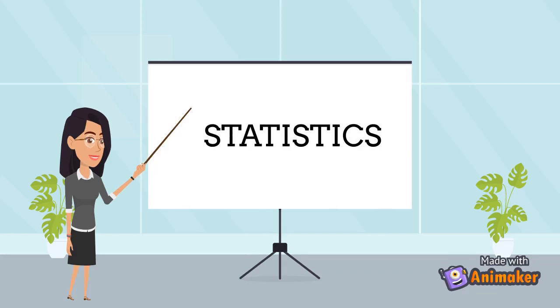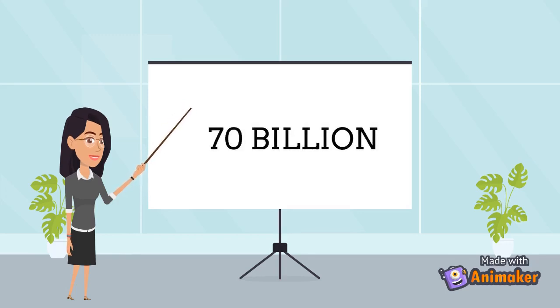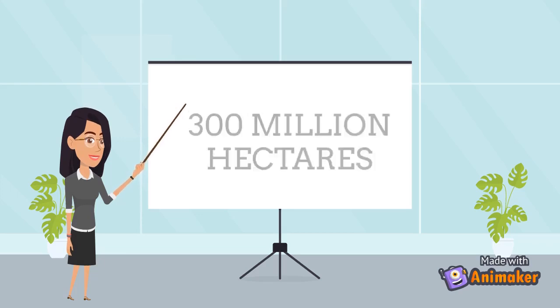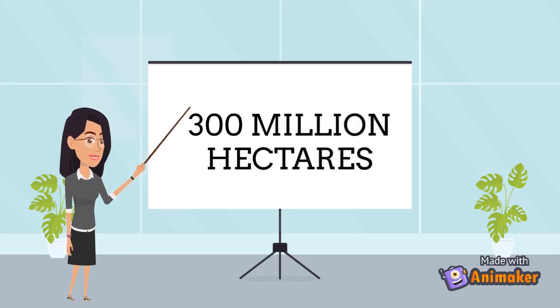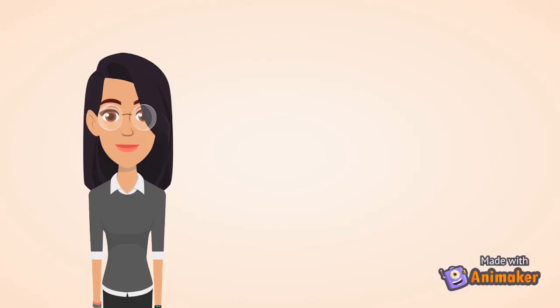To put sugar production into context, let's see some statistics. According to the Sugar Regulatory Administration, the Philippines' sugarcane industry contributes no less than 70 billion to our economy annually. Sugarcane is planted to about 422,000 hectares out of a total land area of 30 million hectares. The sugar industry has become the source of livelihood of about 62,000 farmers.